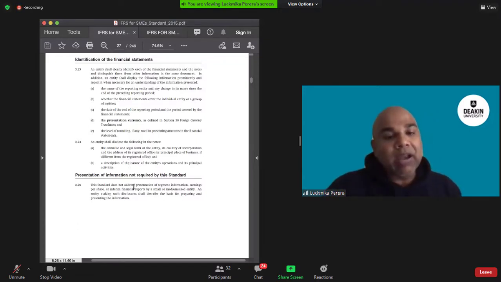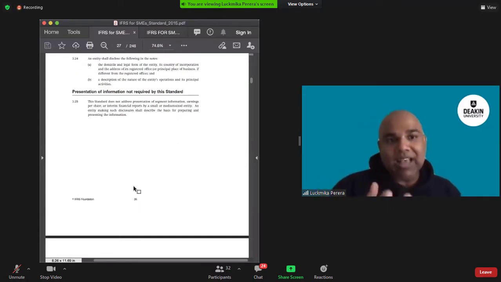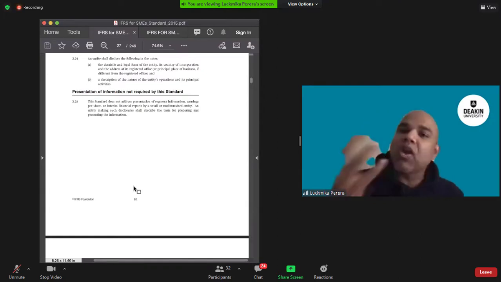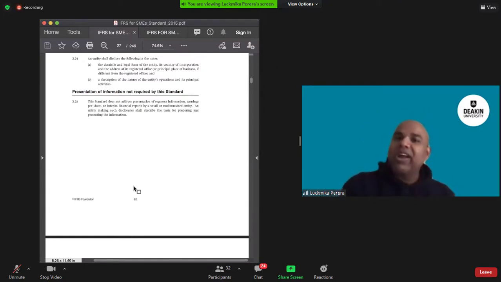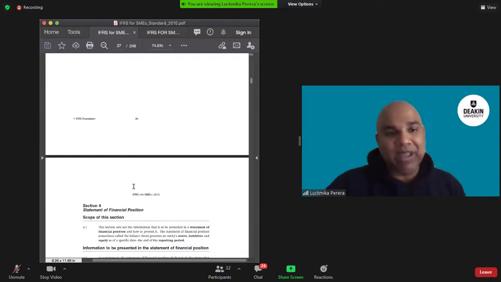Presentation of some information is not required by this standard because SMEs are less governed. For example, segmentation information, earnings per share, interim financial reports, and things like that are not necessary for SMEs, whereas in big companies you will have them. In IFRS for SMEs, this is not as required as per the main standard.